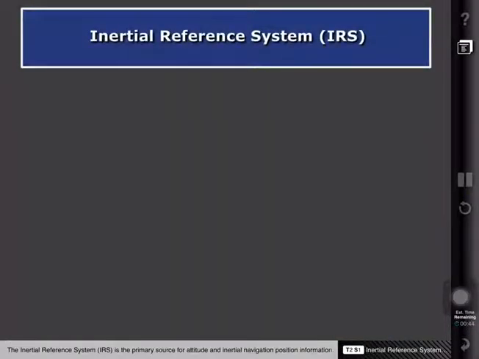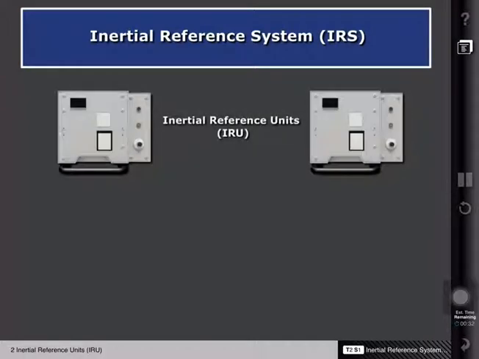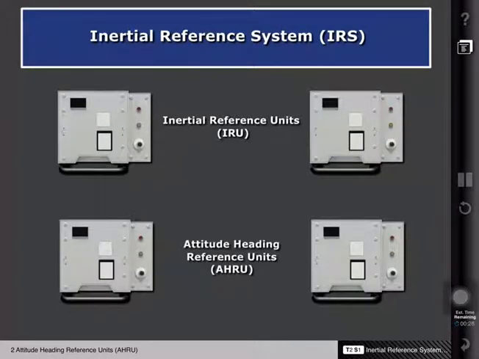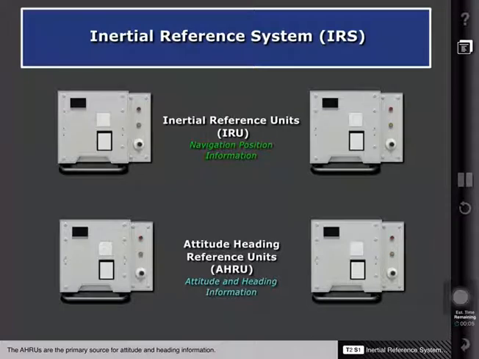The Inertial Reference System, or IRS, is the primary source for attitude and inertial navigation position information. The major components of the IRS are 2 Inertial Reference Units, or IRUs, and 2 Attitude Heading Reference Units, or AHRUs. The IRU is the primary source for independent inertial navigation position information. The IRU processes information measured by its internal gyros, accelerometers, and GPS inputs. The AHRUs are the primary source for attitude and heading information.